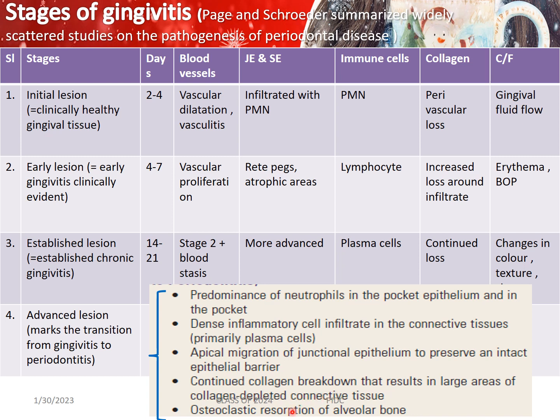Not only this, the most important thing is that there is osteoclastic resorption of the alveolar bone, which means that bone gets resorbed, resulting in periodontitis. Bone loss occurs in periodontitis.